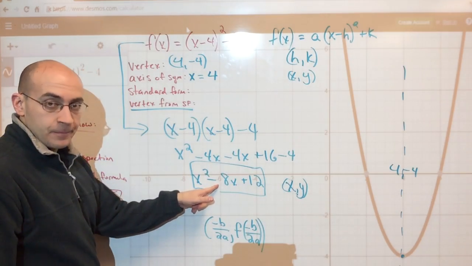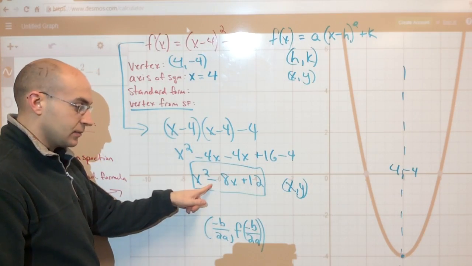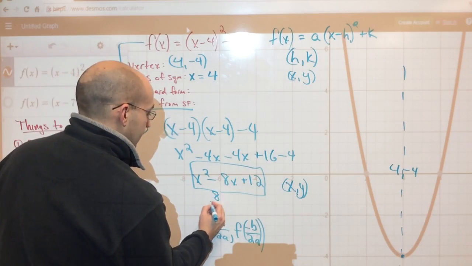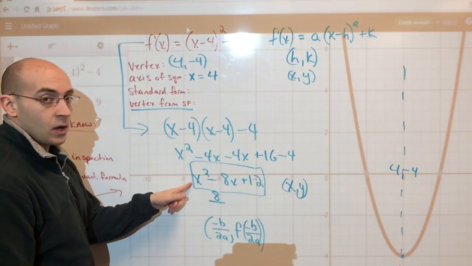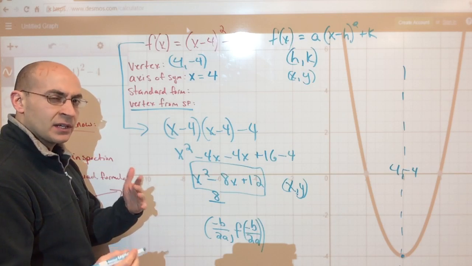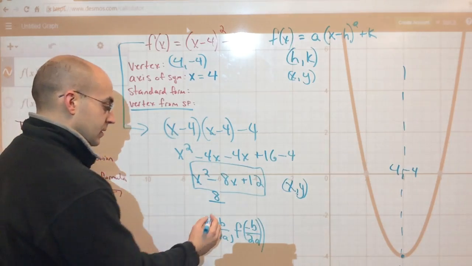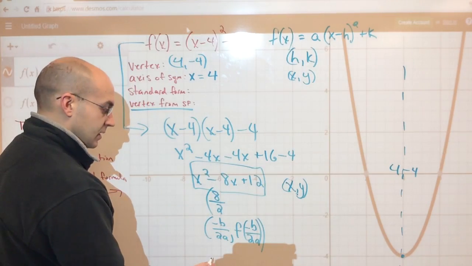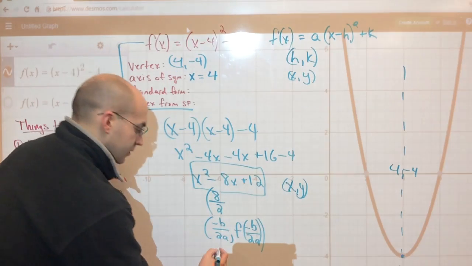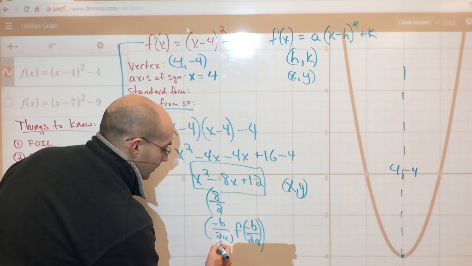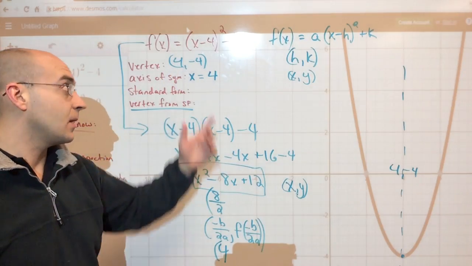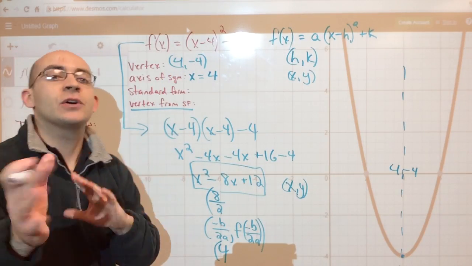b is negative 8, but I need a negative b. So I'm going to make a negative 8, which is a positive 8. 2a, well, a is 1. It'll almost always be 1 here, but you may see something different, so it's going to be just 2. The x value is 8 over 2, so the x value is 4, but we already knew that because we were able to get the vertex from vertex form. I'm just showing you that it's the same thing.